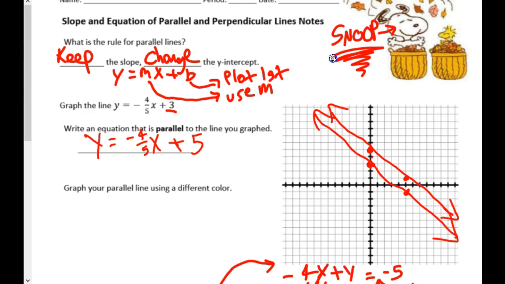Okay, here we go. On the second page, we are going to continue talking about perpendicular. So here we go.